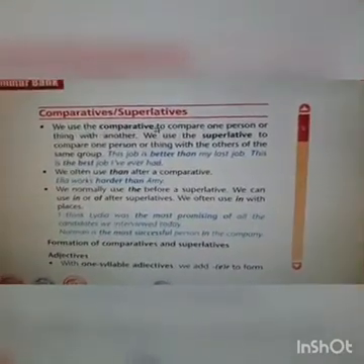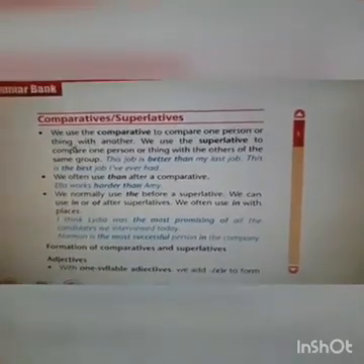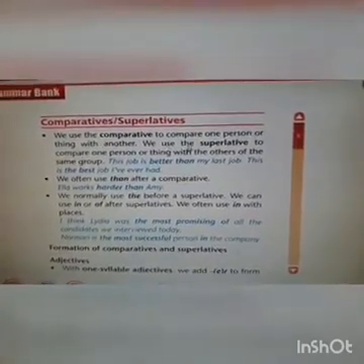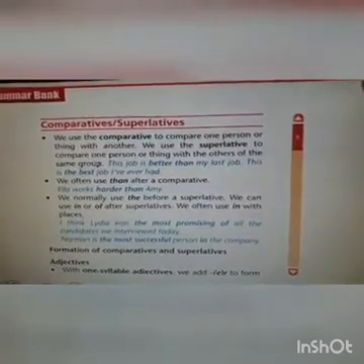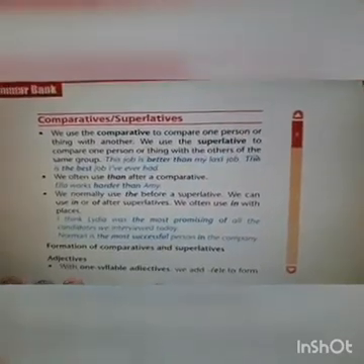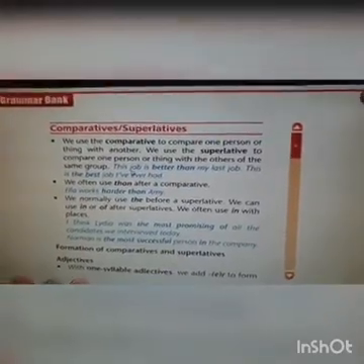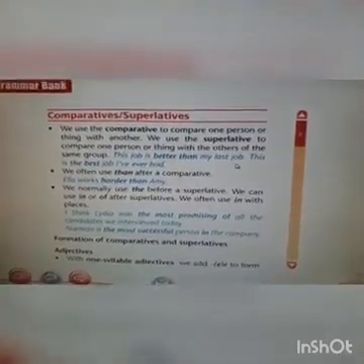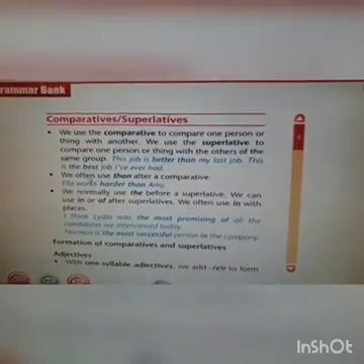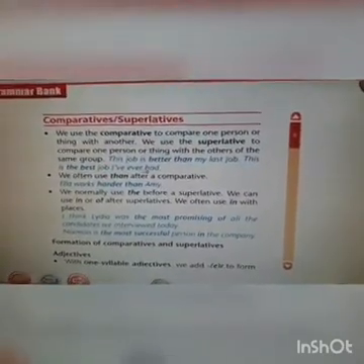We use the comparative to compare one person or thing with another. We use the superlative to compare one person or thing with the others of the same group. Let's see an example. This job is better than my last job. This is the best job I've ever had.